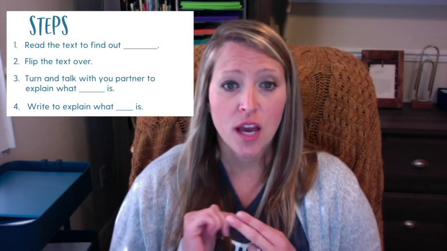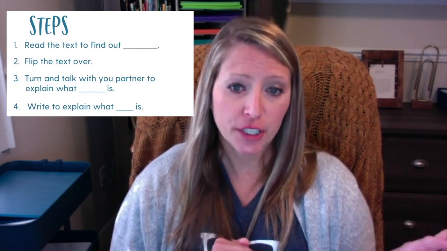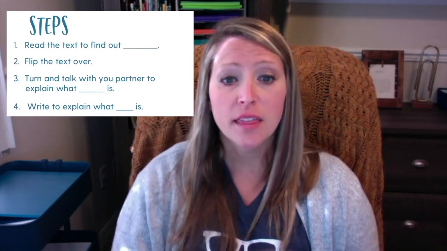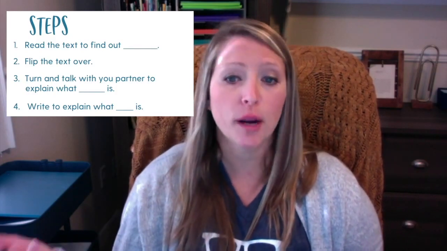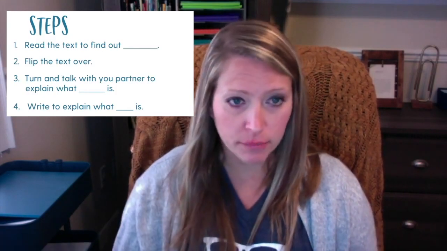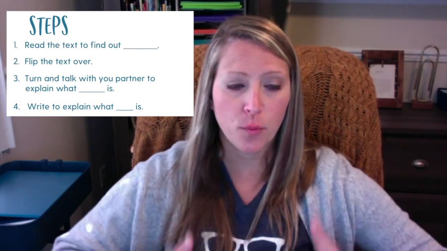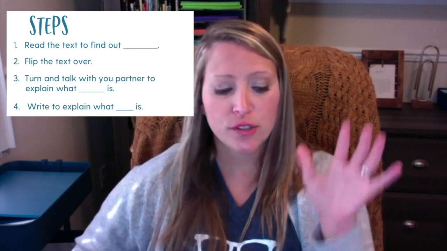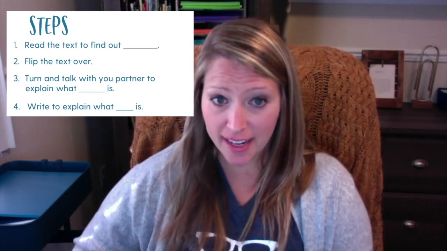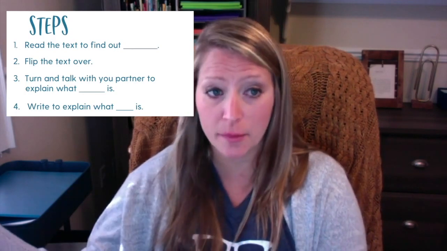So students are going to, and this is what you're going to set them up to expect, first read the text. Then they're going to flip the text over and not look at it while they're writing. Then they're going to talk out loud with their partner about what the text says. Then they're going to write with their partner to explain what a bike sharing program is, or whatever you're writing about. So the key here, the reason this works, is students are reading it, they're not looking at it, then they're talking about it, then they're writing about it.